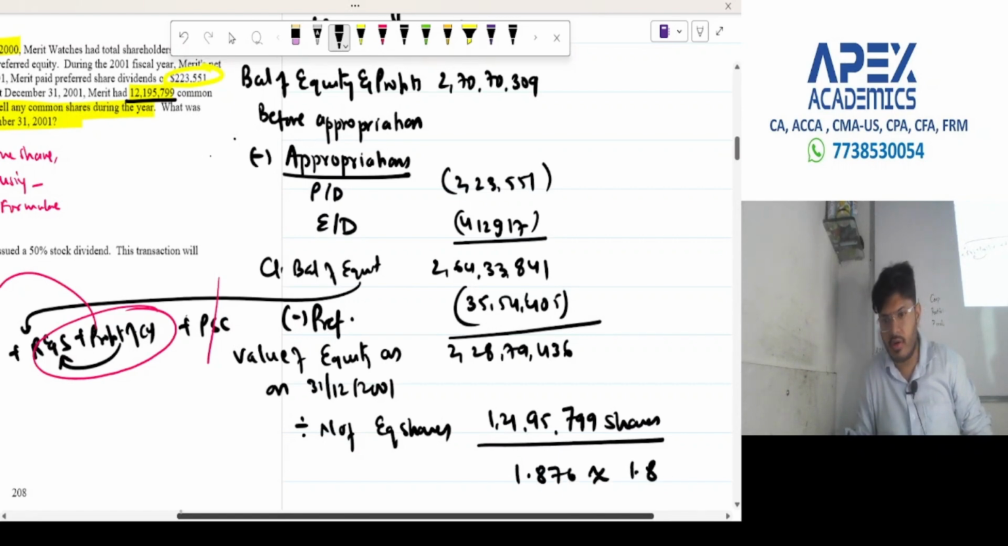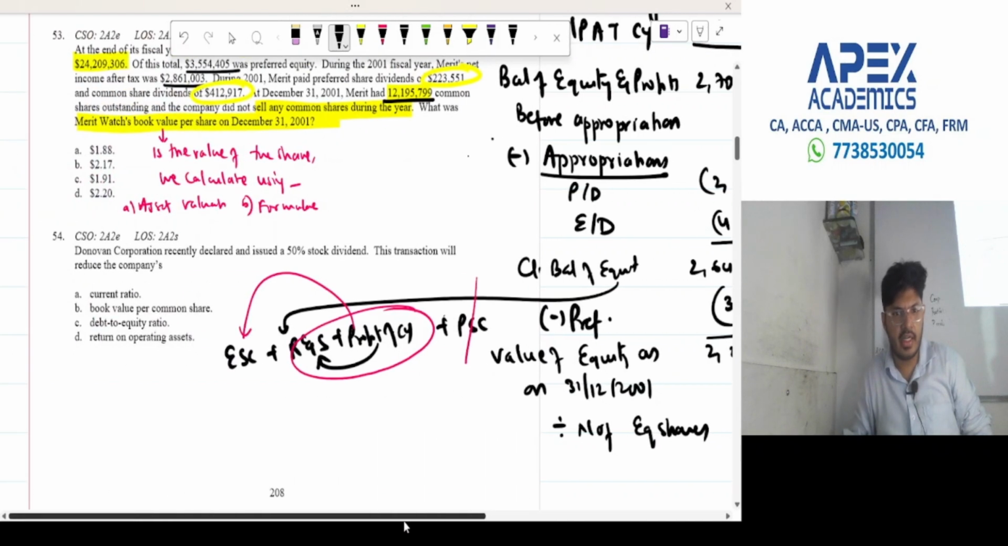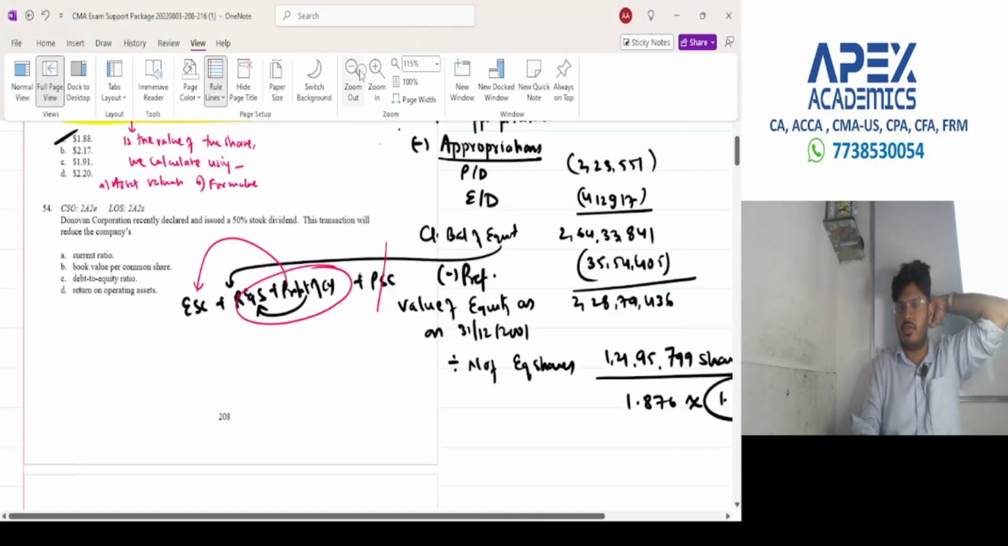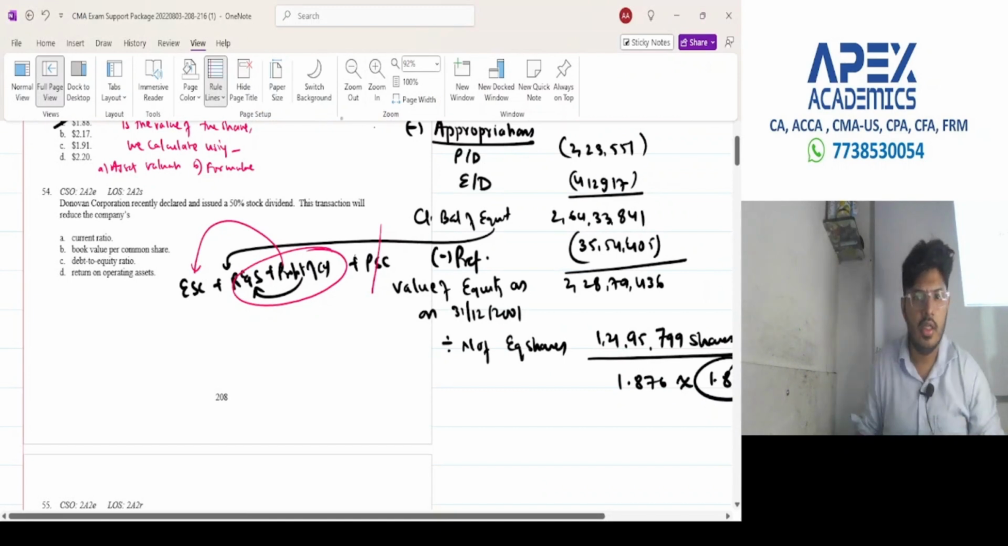1.876, which can be rounded off to 1.88. Do I have that answer? 1.88. I have the answer. What is the answer? 1.88. Understood the calculation? Yes or no? Yes. Now let's go to question number 54.